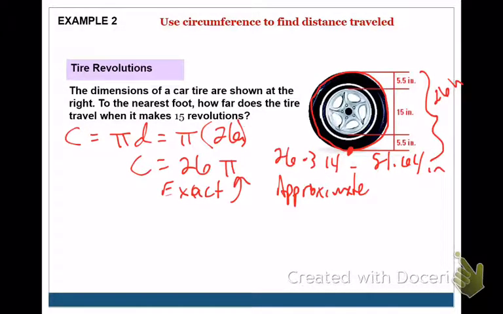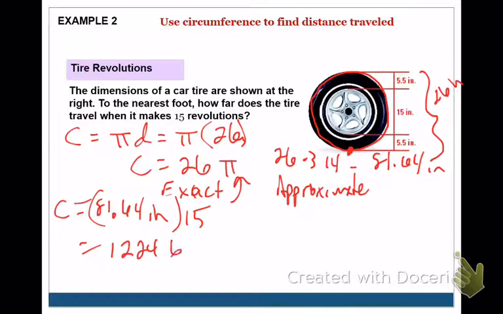All right, so the circumference as an approximation here is 81.64 inches. We want to know how far the tire travels when it makes 15 revolutions. So I take this times 15. And so it's going to travel 1,224.6 inches. But it's asking for, to the nearest foot, how far the tire travels.